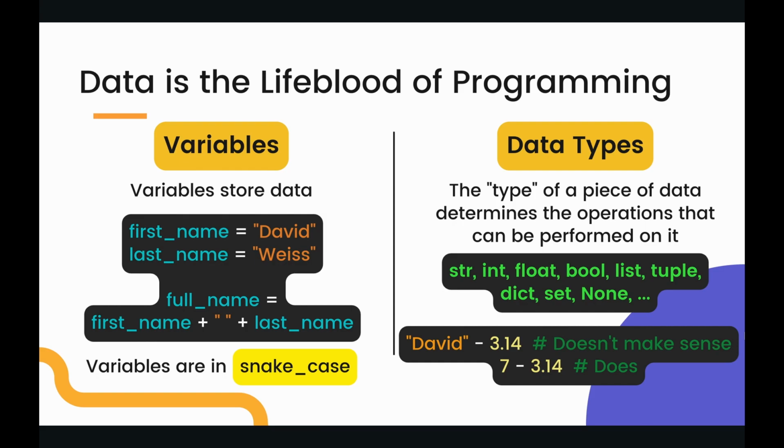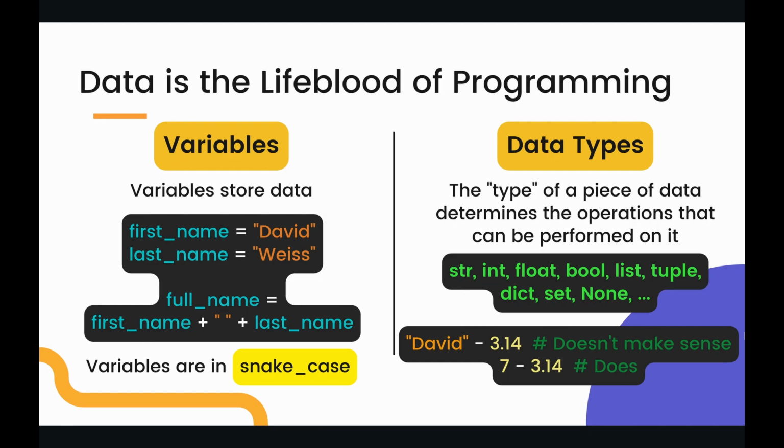Now, when you write out variable names or when you name your variables, generally they're going to be in snake case. This is best practices. This is the style guide recommendation. And snake case is basically all of the letters in your variable name are lowercase, and any spaces in your variable name have to be replaced with underscores.